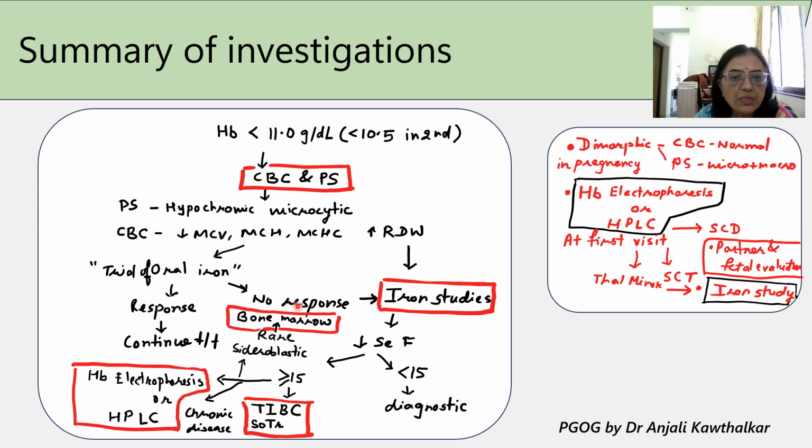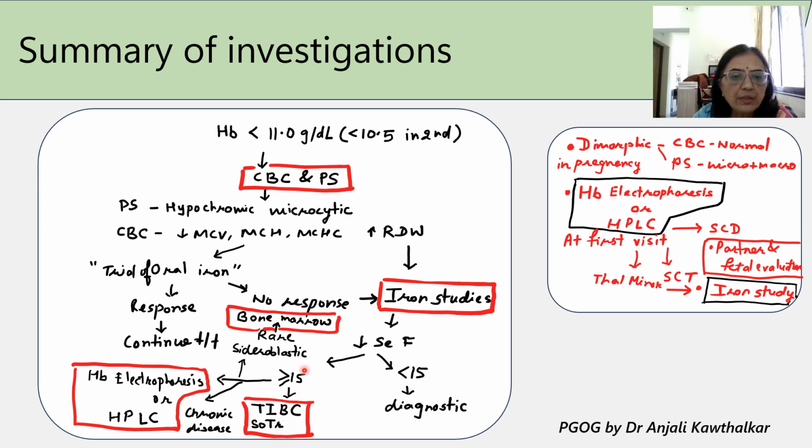If there is no response, it is an indication to go for iron studies. Or wherever facilities are available and there is no financial problem to do further investigations, iron studies can be done immediately after a provisional diagnosis, without going for a trial of oral iron. With iron studies, serum ferritin is done. If it is less than 15, it is diagnostic. If it is greater than or equal to 15, it is an indication to further do studies such as total iron binding capacity and soluble transferrin receptor level.